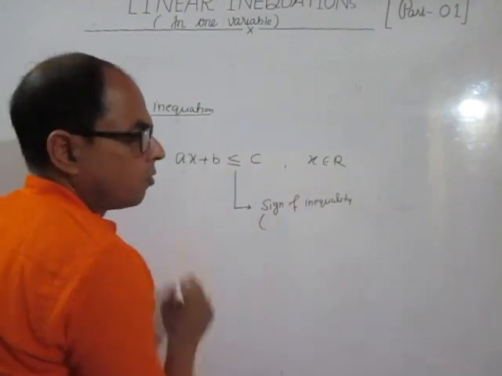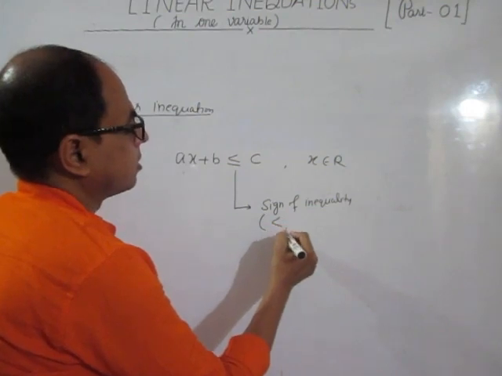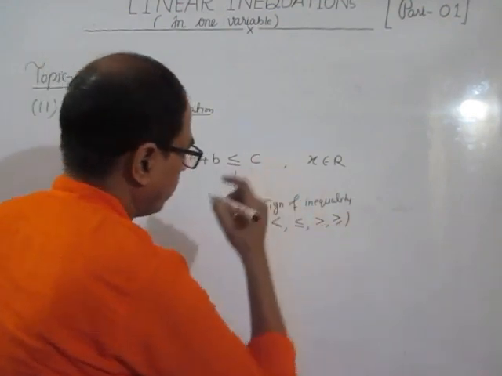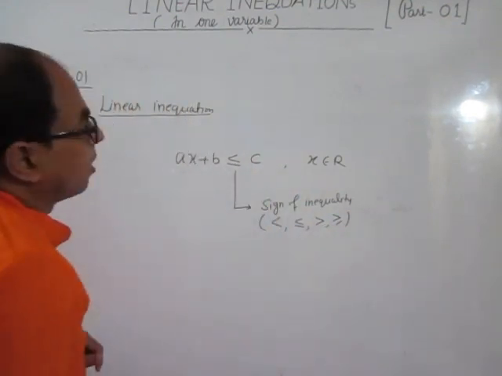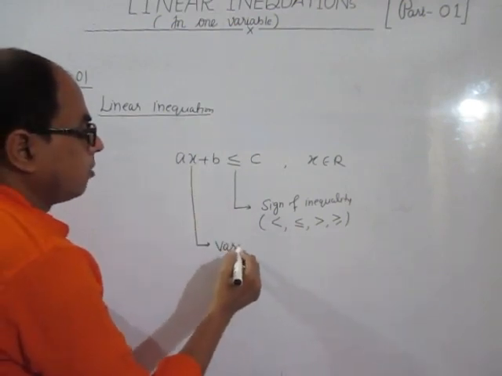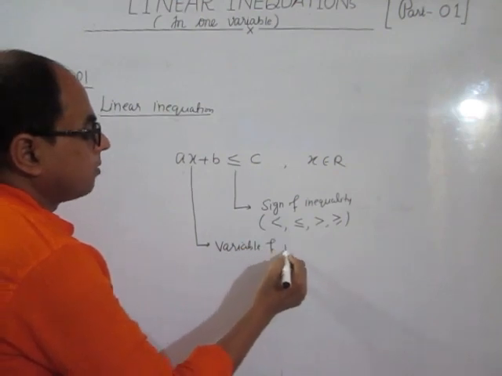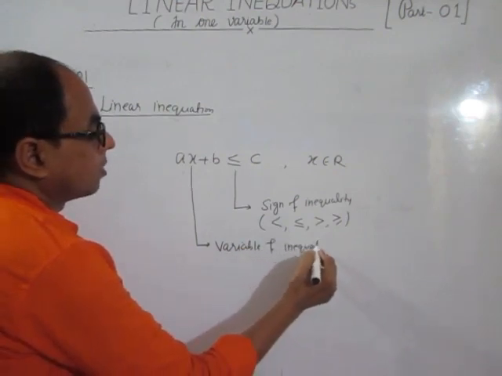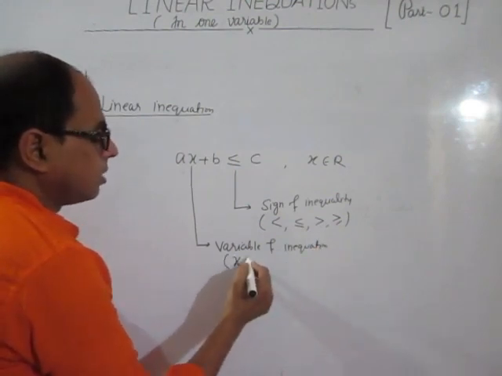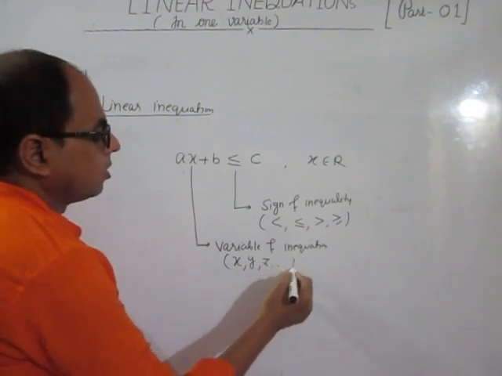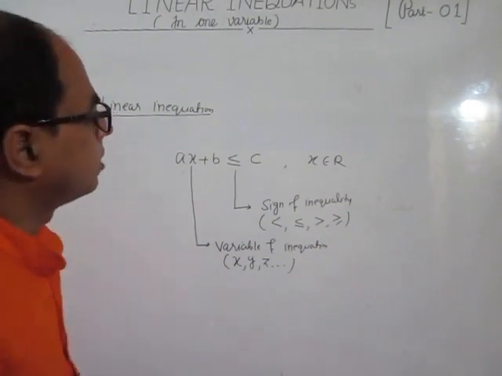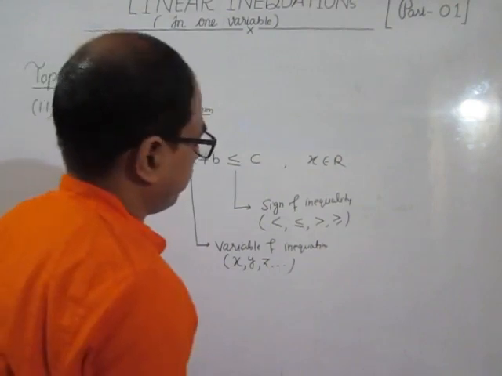Now there are 4 signs of inequality: less than, less than or equal to, greater than, greater than or equal to. You are familiar with these signs of inequality. Now this one is called the variable of inequation. Generally it is represented by x, sometimes it may be represented by y, z and so on. It doesn't matter. Generally x is given, but if y and z are given, then the question will be the same.